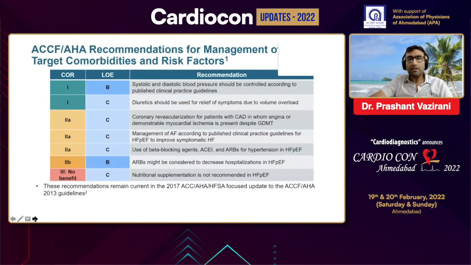So what do the guidelines at present tell us? Basically and practically nothing. The guideline is just telling us you treat your comorbidities, you treat your systolic and diastolic blood pressure, use diuretics, treat your CAD according to GDMT, you manage your AF, you give beta blockers, ACE inhibitors, ARBs as a class 2A indication and ARNI as a class 2B indication. So practically nothing much in the guidelines.